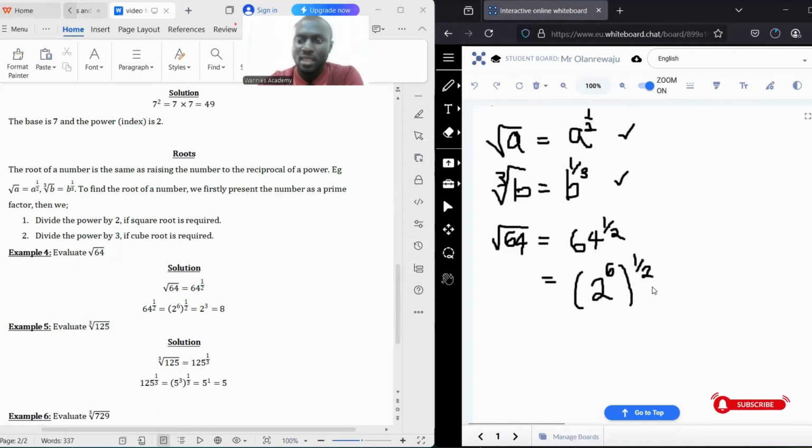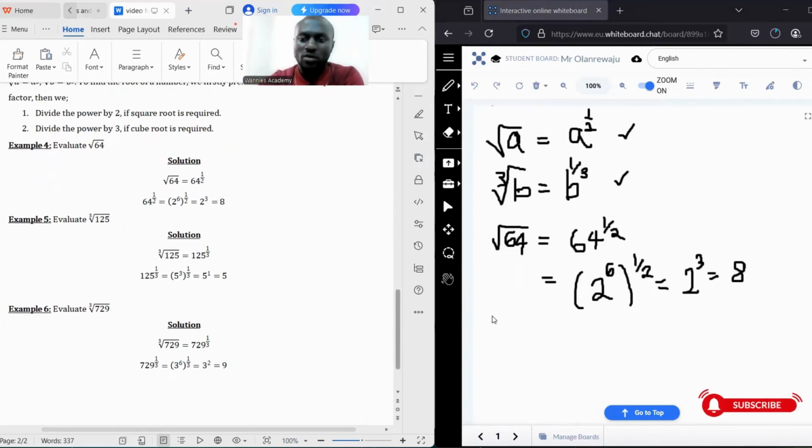I hope we can still remember that whenever we are finding the square root, we divide the power by 2. Now the power we have here is 6. 6 divided by 2 makes it 3. So therefore we have 2 raised to the power 3. And 2 raised to the power 3 is as good as 2 multiplying itself 3 times, which will give us 8.